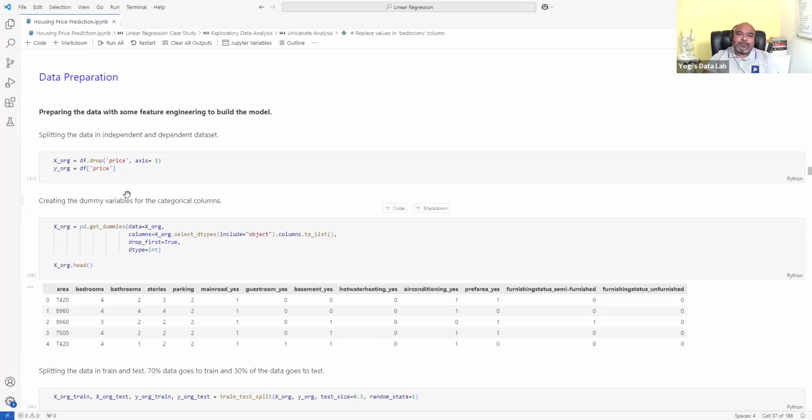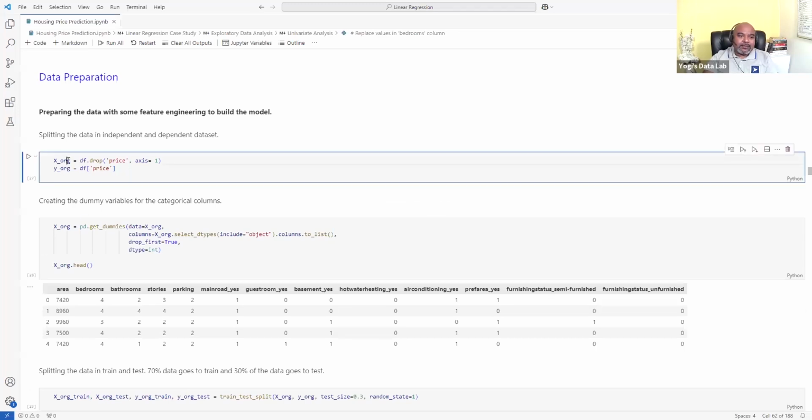So these are a couple of steps that we need to do. The first thing that I'm doing is I'm preparing my independent data set and my dependent data set. Price was my dependent variable. I dropped price from the data frame and I prepared my independent data set. The price column, I'm putting it in my dependent data set. So I have two values here, xorg and yorg. Xorg will have all the independent variables and y will have the dependent variable.